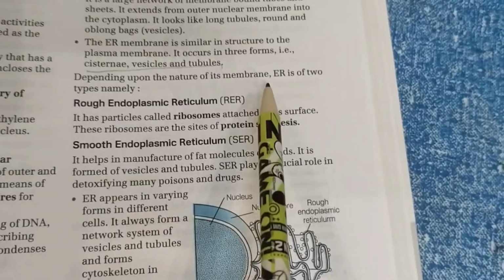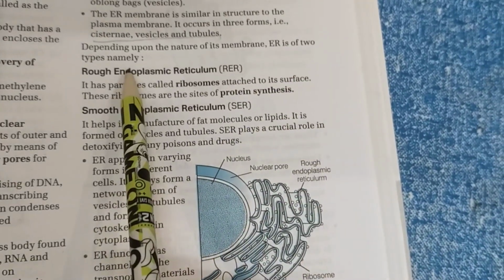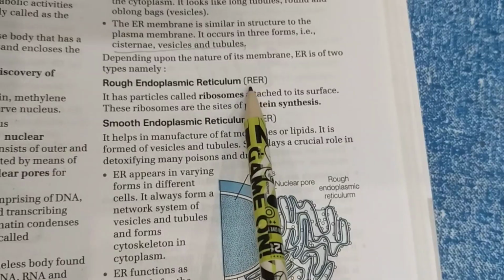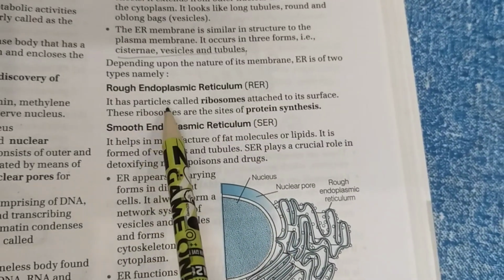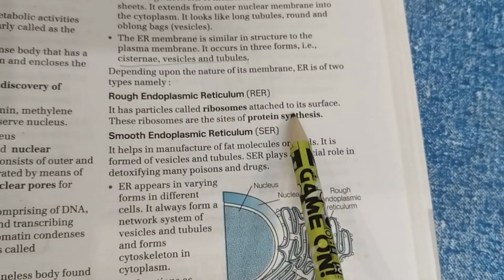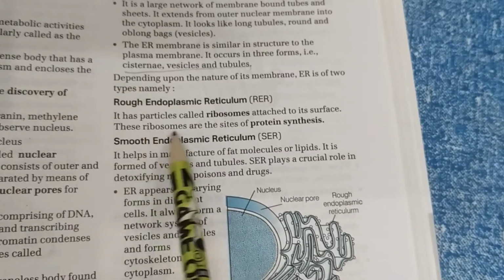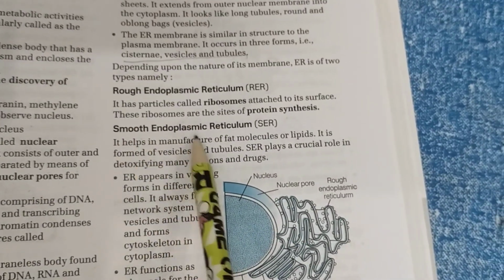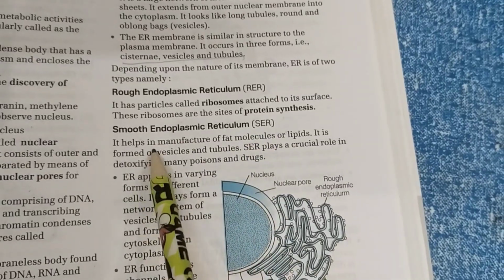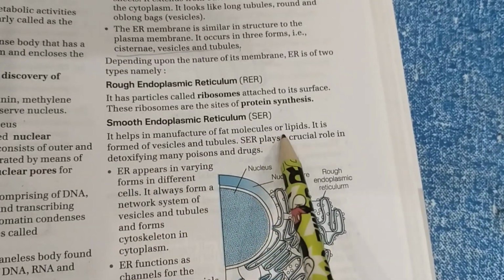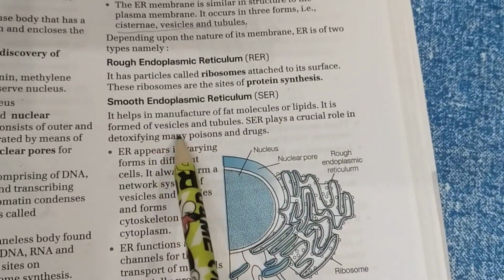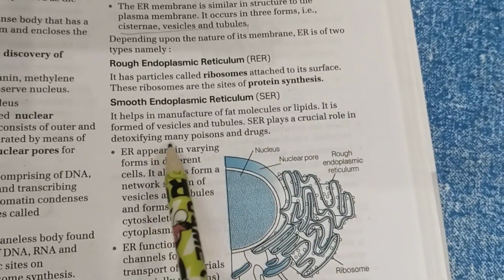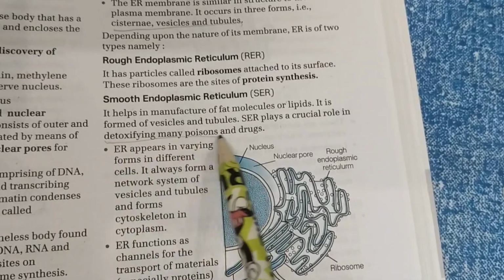Depending upon the nature of its membrane, ER is of two types, namely rough endoplasmic reticulum, RER. It has particles called ribosomes attached to its surface. These ribosomes are the sites of protein synthesis. Next is the smooth endoplasmic reticulum, SER. It helps in manufacture of fat molecules or lipids. It is formed of vesicles and tubules. SER plays a crucial role in detoxifying many poisons and drugs.